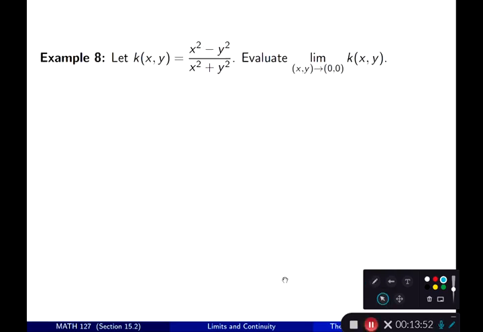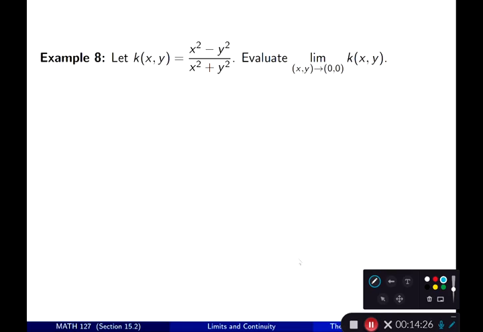So example 8 is addressing this. Some people may ask, okay, so you have a powerful tool, and that is plugging in r cosine theta and r sine theta. Can you use that to show that the limit doesn't exist? So example 8 is doing that for us. Let's say k of x and y equals x squared minus y squared over x squared plus y squared. Evaluate the limit of k of x and y as x and y approach 0, 0.